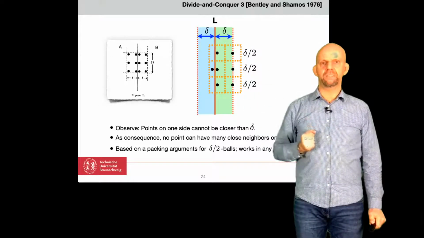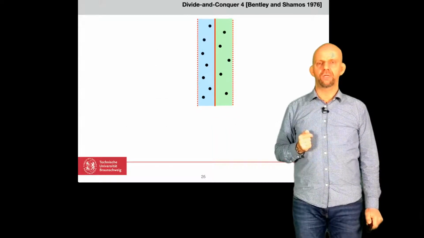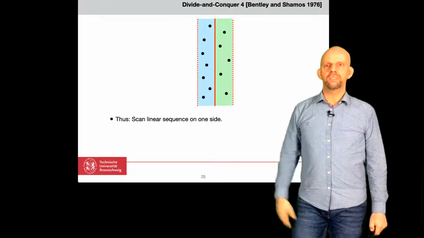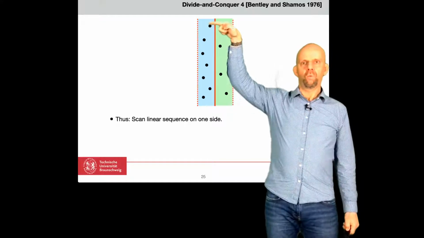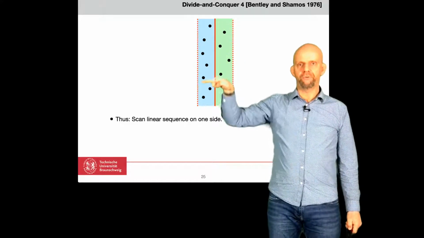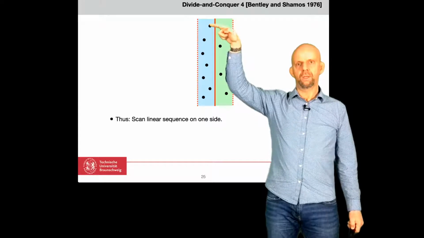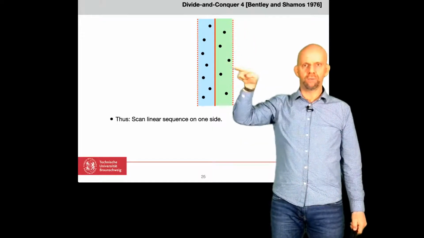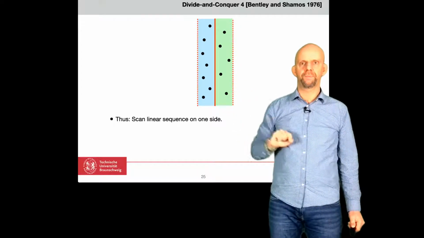Okay. How does that help us algorithmically? Let's look at some more general situation here. And what we can do is, when you go through these points here, from top to bottom, like that, then there's some sorted order by which you look at these points.